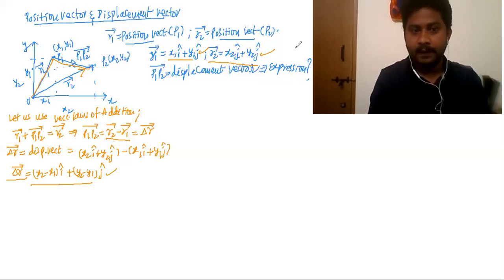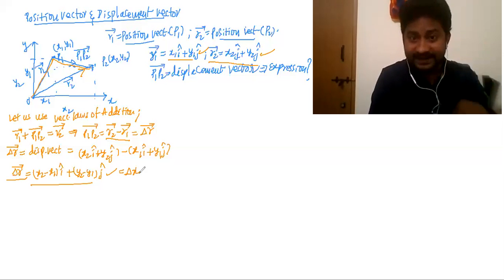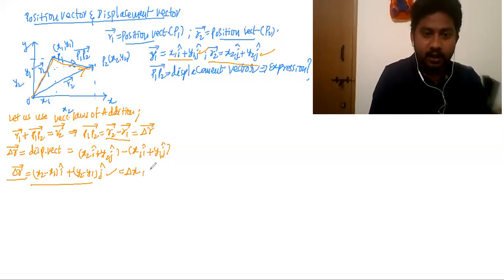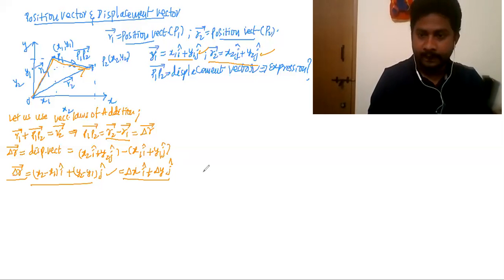Clear? Now, displacement vector we know and position vectors we know. So x2 minus x1 can be written as delta x, the change in position along the x-axis, into i cap, plus the change in position along the y-axis, delta y, into j cap. So this is delta r. Okay, clear?